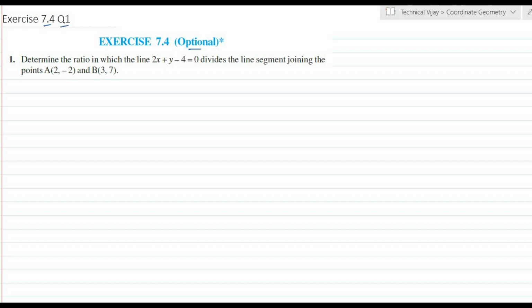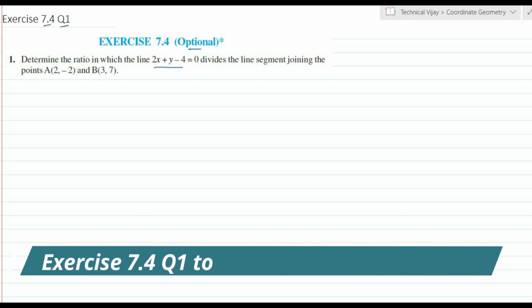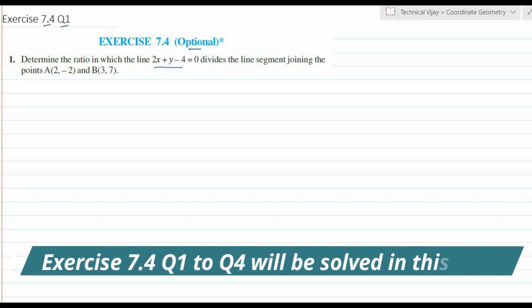In question number 1, determine the ratio in which this line divides the line segment joining this point and this point. So here is one line segment, let us call it AB, with points (2, -2) and (3, 7).